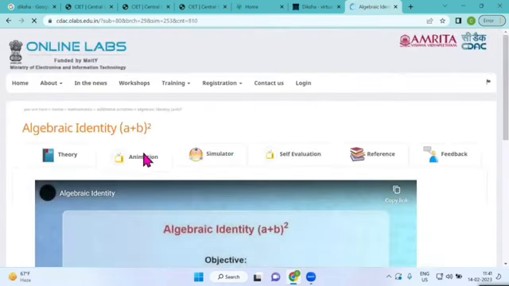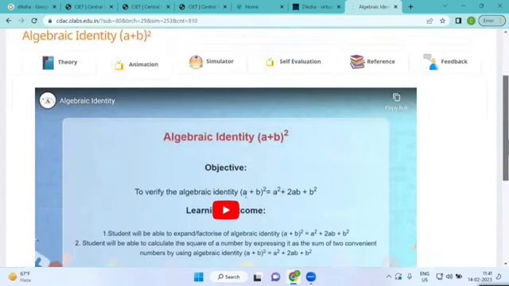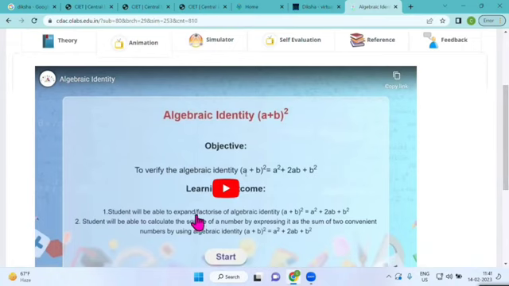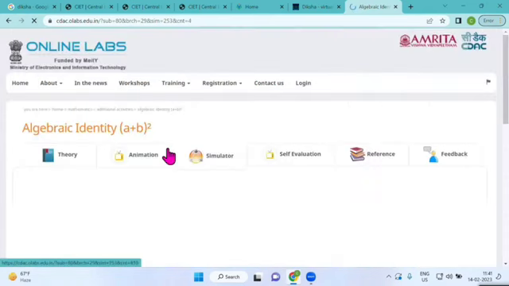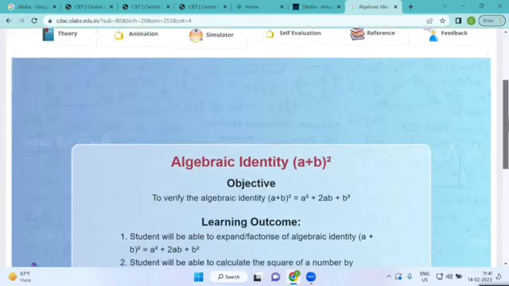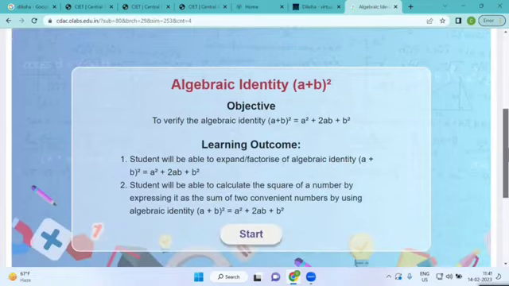So we have an animation which is related to the topic. In the animation we have a video which is related to the simulation, and now I am performing the simulator that we are actually performing, how we can identify that both the sides of the identities are the same.